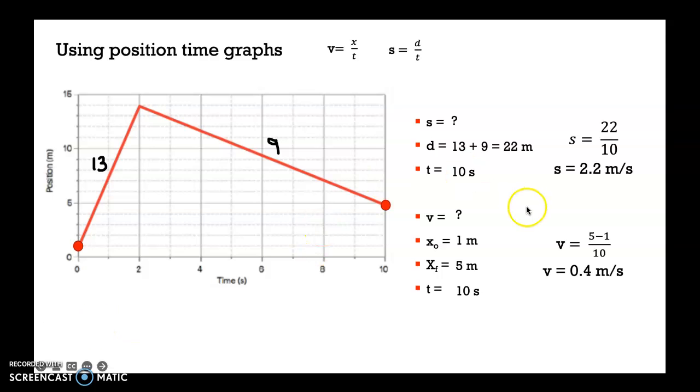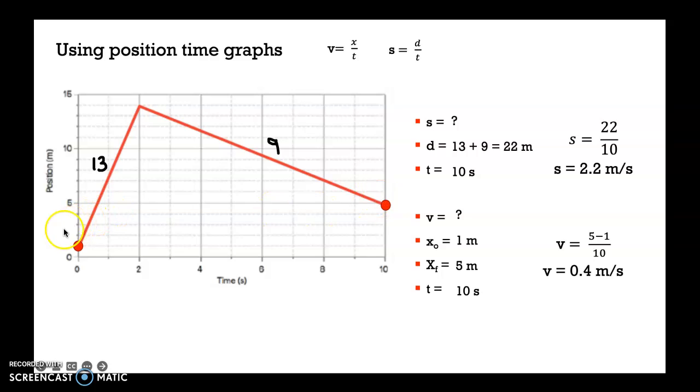All right, now in this case, because the object changes direction, my speed and my velocity are drastically different. The distance the object is traveling is 13 plus 9, so it travels a total distance of 22 meters over the course of the 10 seconds. So it has a 2.2 meter per second speed.